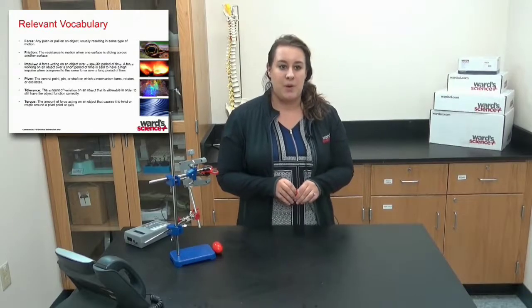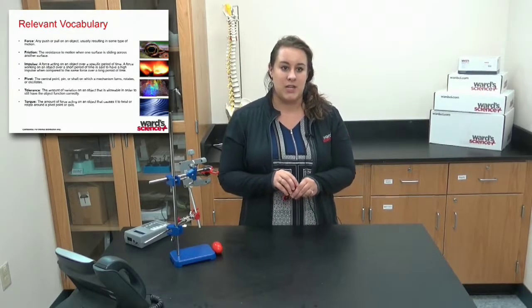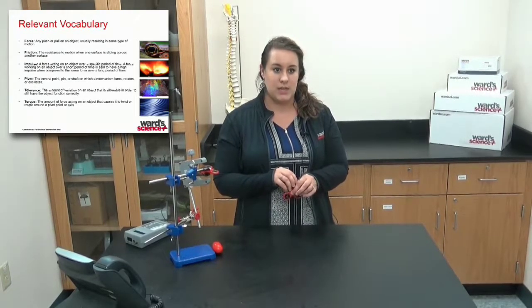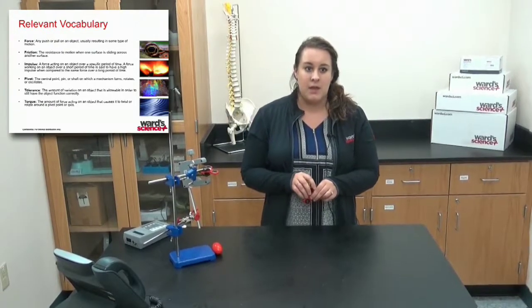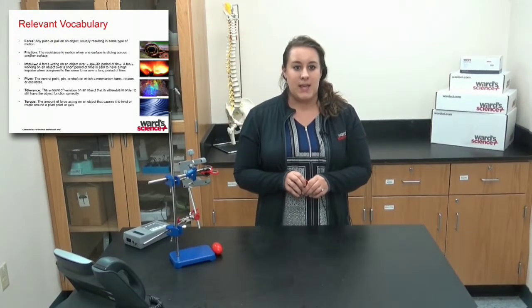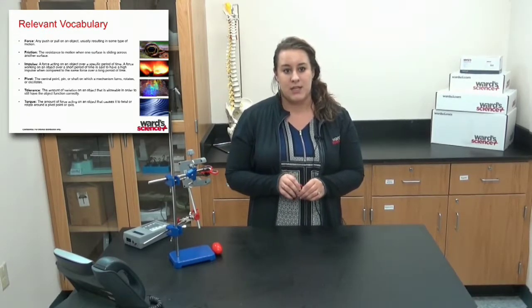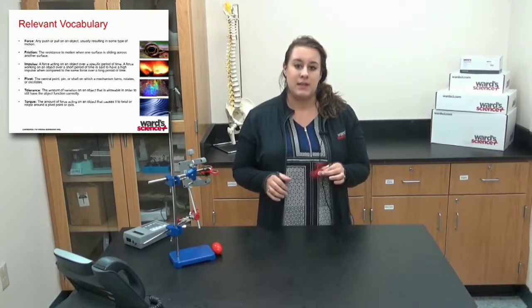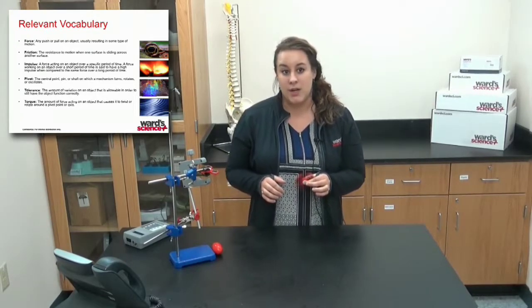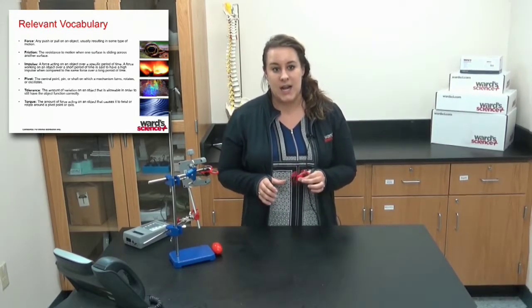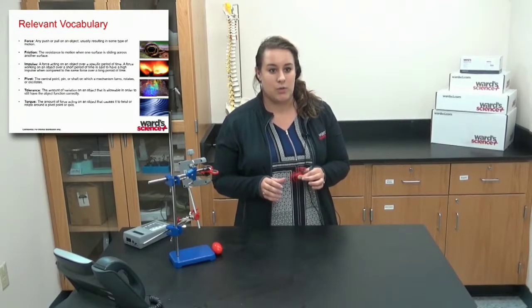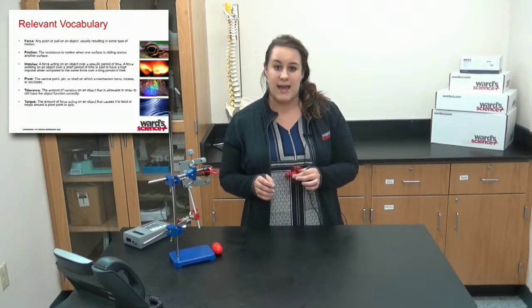We're going to be talking about pivot, the central point, pin, or shaft on which a mechanism turns, rotates, or oscillates. Tolerance, the amount of variation on an object that is allowable in order to still have the object function correctly. Last but not least, we're going to be talking about torque, the amount of force acting on an object that causes it to twist or rotate around a pivot point or axis.